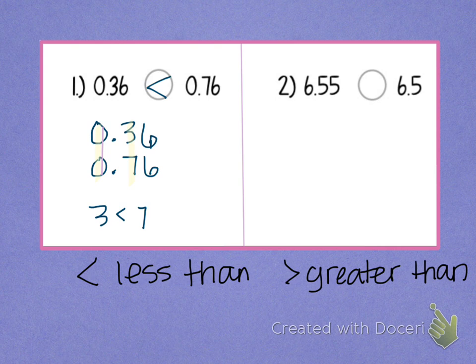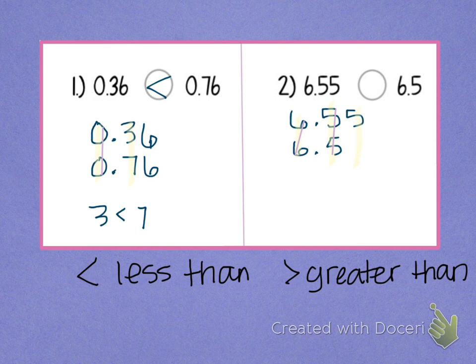So just to remind you of our symbols, less than and greater than right there. Okay, so let's move on to number 2. So I'm going to line up my decimals first. Okay, I start at the whole number. I start on the left side. Those are 6s. If they are the same, it can't help us. So then I'm going to move over to the next numbers, which is in the tenths place. So if they're both 5s, they are the same. It can't help us. So then I need to move over to the next numbers.